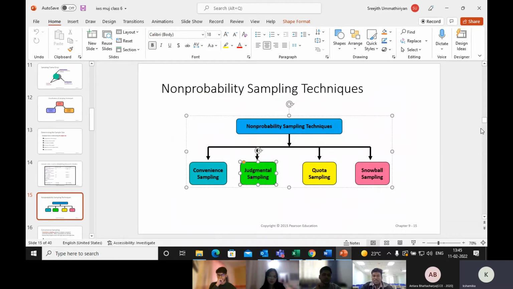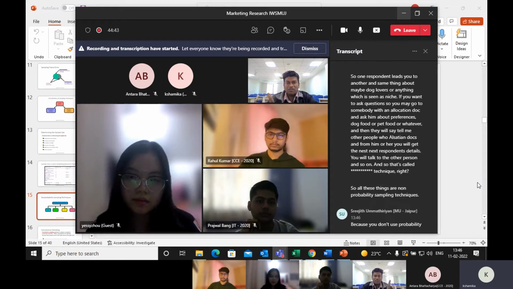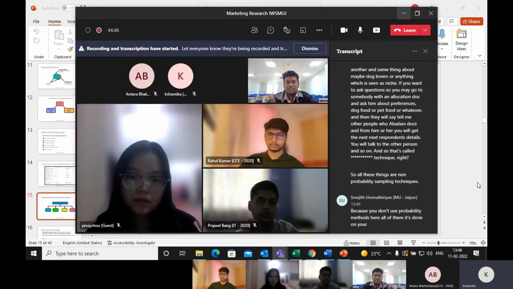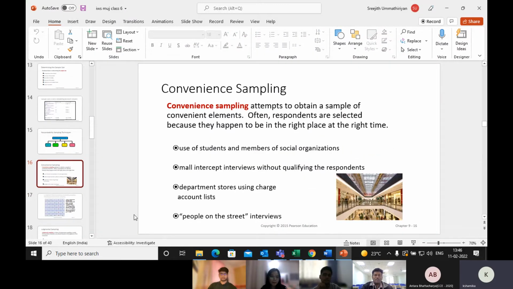So all these things are non-probability sampling techniques because you don't use probability methods here. All of them, it's done on your convenience. So there is nothing scientific about it, right? So let's just look at it in detail. Convenient sampling attempts to obtain a sample of convenient elements. Often respondents are selected because they happen to be in the right place at the right time.